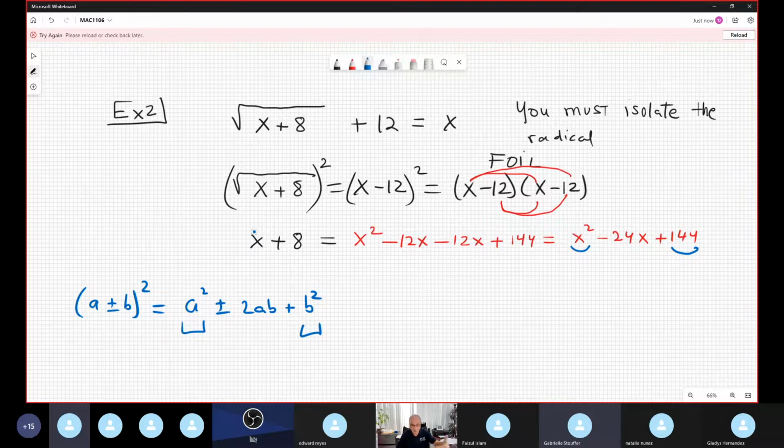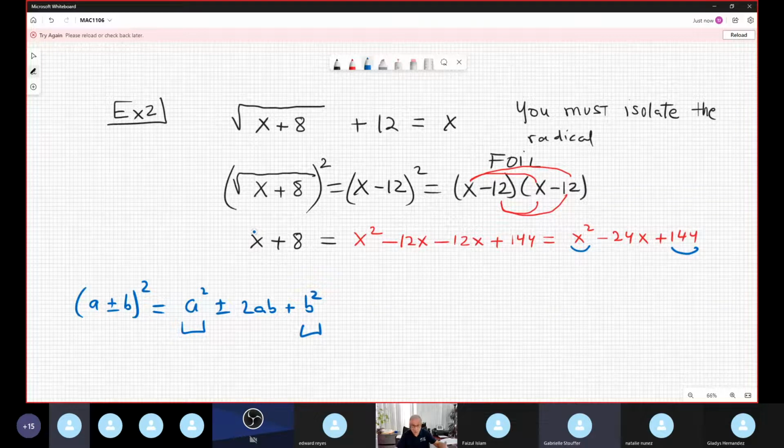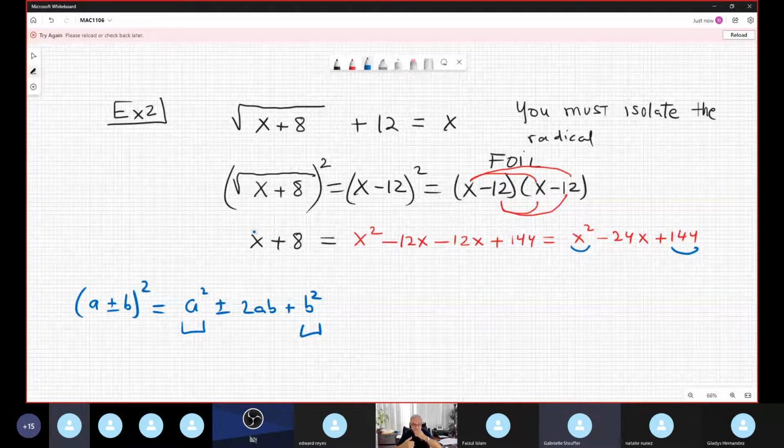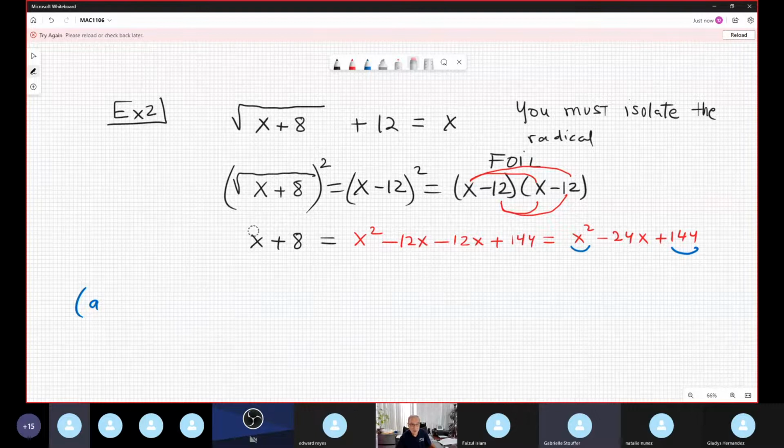This is the quick FOIL, in which you memorize the square of the first, plus or minus, depending on the sign of the binomial, 2 times the multiplication of both. In our specific example, 2 times 12 and x is 24, plus the square of the second. 12 squared is 144. Either way, it's up to you which way you prefer to select. But the student at the pre-calculus level does it this way.